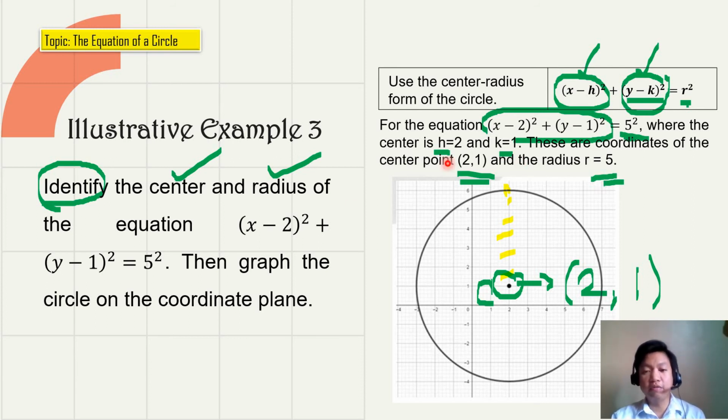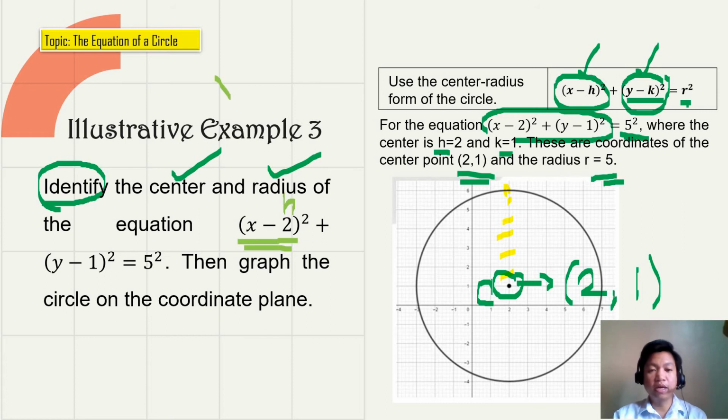So, depende yan sa equation ninyo. So, pakita ko lang dito. Ayan. Kung mapapansin nyo dito, you have x minus 2. Therefore, ang h mo dyan, so ito yung h mo. Okay. So, ang h mo dyan is 2. So, kailan yan magiging negative? Kapag ang given mo ay positive.